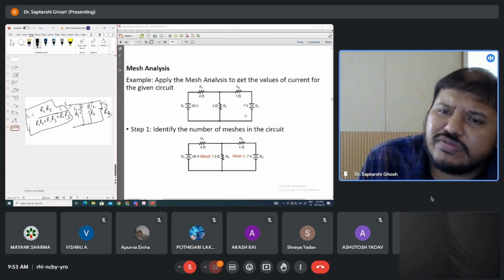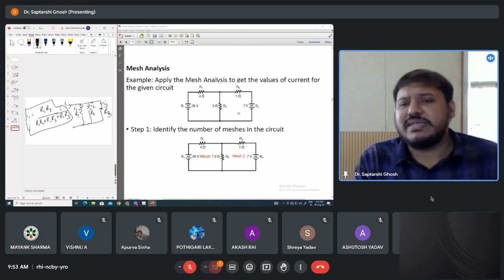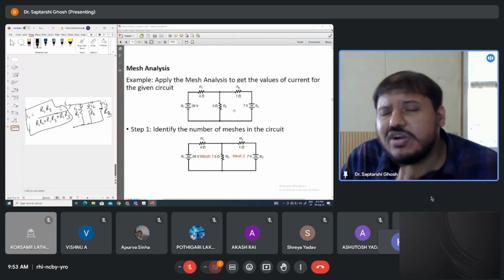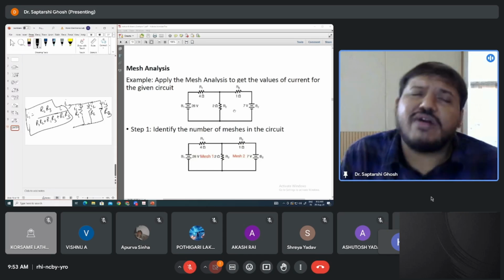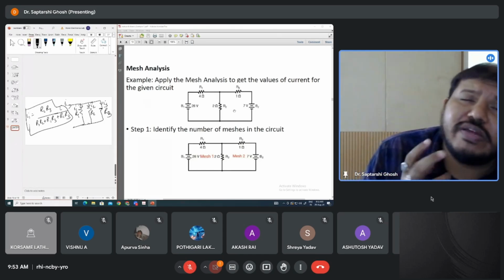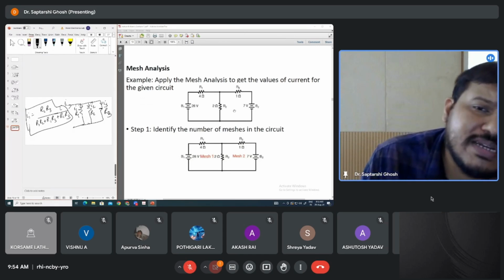Okay, again you have to use KVL across this mesh. But the important thing here is that it is mesh analysis, not loop analysis. That means you have to identify those loops within which there are no other loops. That means you have to identify how many meshes there are.